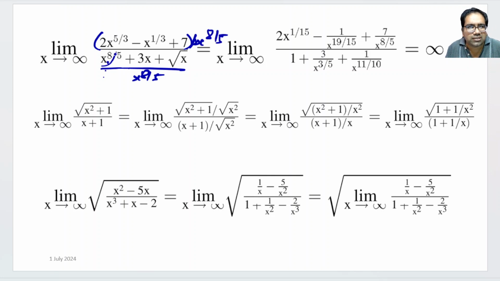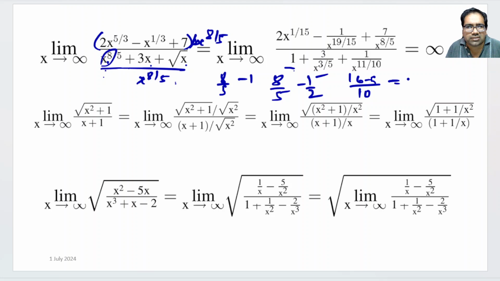Obviously this part will become 1. 1 plus 3 by x power 8 by 5. This becomes 3x by x power 8 by 5, that means 8 by 5 minus 1, which is nothing but 3 by 5. That is 3 by x power 3 by 5. And this is nothing but 8 by 5 minus half, x power half by x power 8 by 5, so 1 by x power of 8 by 5 minus half, which is 16 minus 5 by 10, which is 11 by 10.